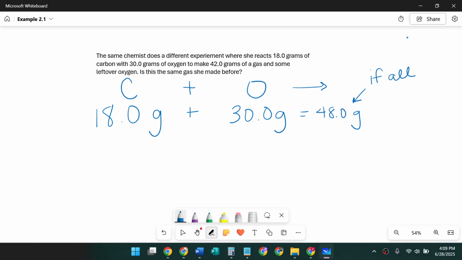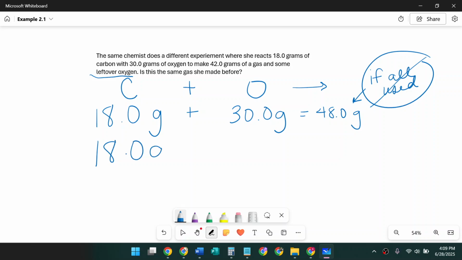This is if we used all of both gases, but that didn't happen. So we know we have some left over. The problem tells us that the oxygen was left over. That means the carbon stays the same. It doesn't change. We'll figure out the oxygen in just a second. And we know that we used 42 grams to make the actual gas.